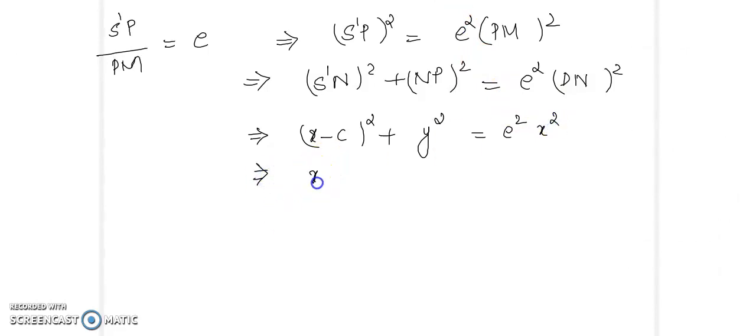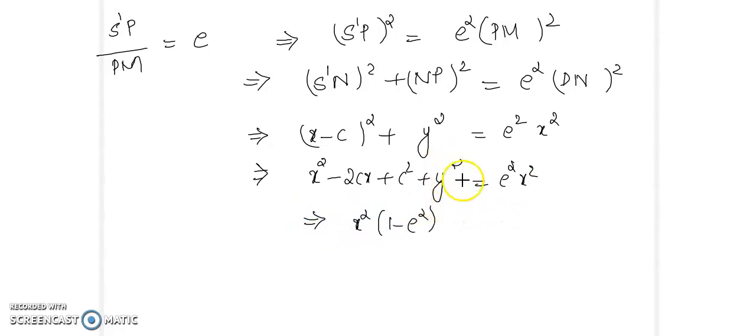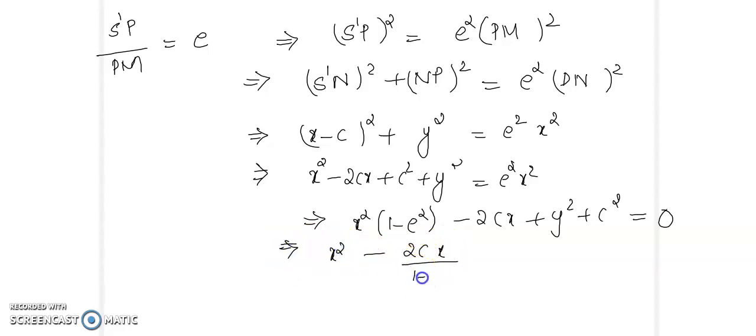So expand the functions. So you'll get X square minus 2CX plus C square plus Y square equal to E square X square. So that is X square into 1 minus E square minus 2CX plus Y square plus C square equal to 0. And now divide throughout by 1 minus E square. So you will get X square minus 2CX by 1 minus E square plus Y square by 1 minus E square plus C square by 1 minus E square equal to 0.